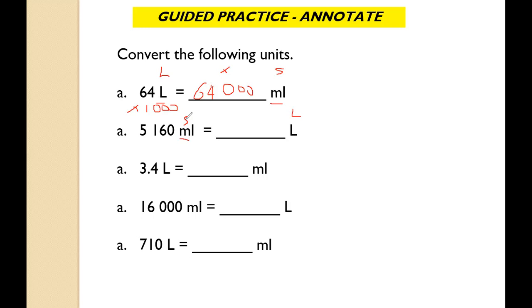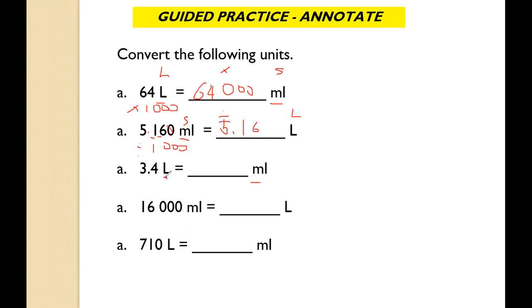Okay, next, milliliter is smaller and liter is larger. So from a smaller to a larger unit, we need to divide again by 1,000. So 1, 2, 3, decimal. Okay, so the answer is 5.16 liters.